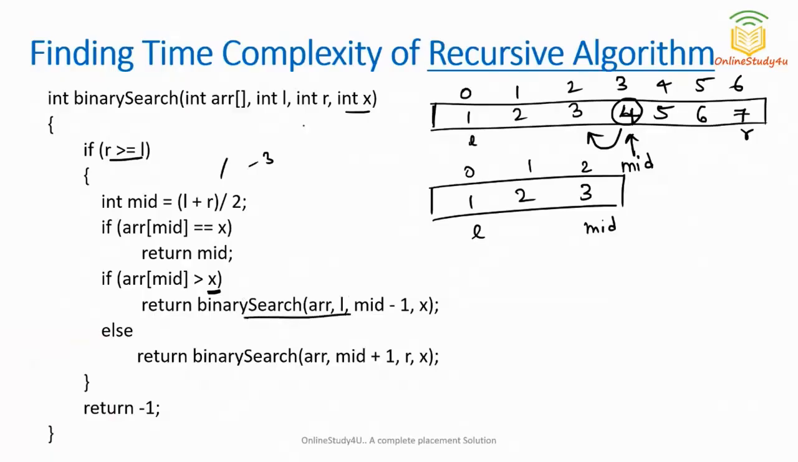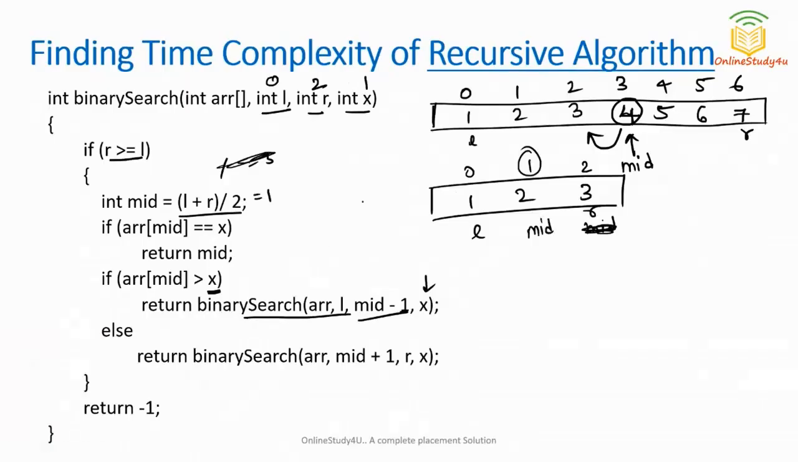From here control will go to this function again, and left is 0, right is our previous mid minus 1, which is the right value. So it is nothing but 2, and the element to be searched is the same value, 1 again. Now we are finding mid as left plus right by 2. So 0 plus 2 by 2 is nothing but 1. Index 1 is the mid.